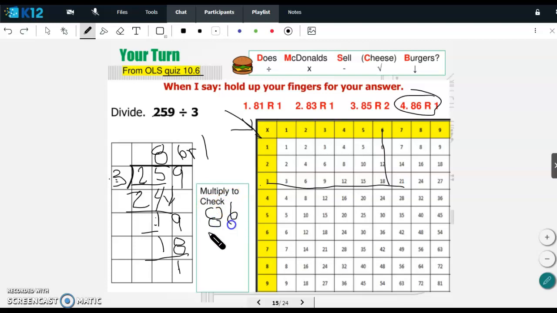86, that's why I love math, times 3, 18, carry that 1. 8 times 3 is 24, plus 1 is 25. I have to add back my remainder, which is 1, and I get 259. Woohoo! Did you get that correct? Because we did.